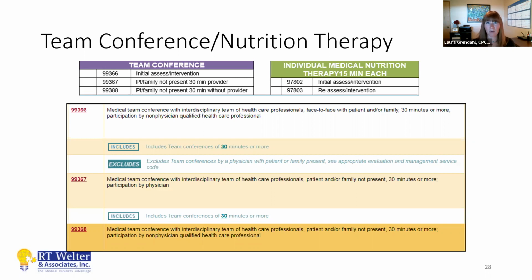Not sure how many people are using that encounter form, but on team conferences, you see that patient family not present 30 minutes without provider is listed as a 99388 instead of a 99368.